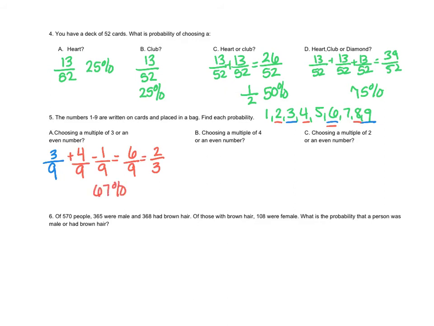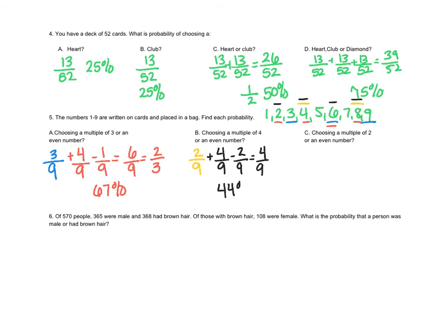Right, let's switch colors here. So choosing a multiple of 4 or an even number. Let's do yellow for multiple of 4. Multiple of 4, 4 and 8, so 2 over 9, or an even number. We'll go black for this one. So we have 2, 4, 6, 8, so that's plus 4 out of 9. Now how many of those are used twice? There are 2.